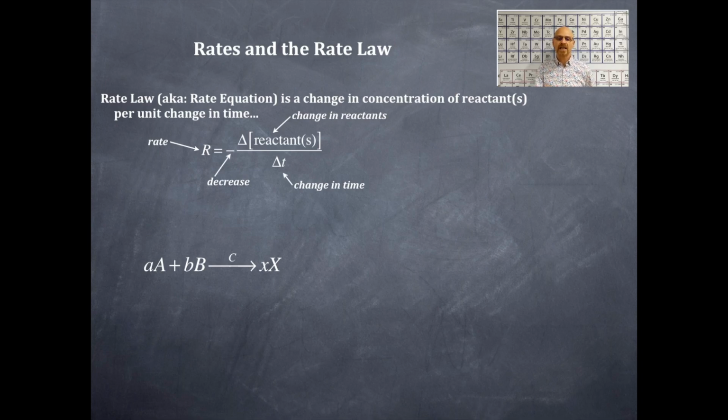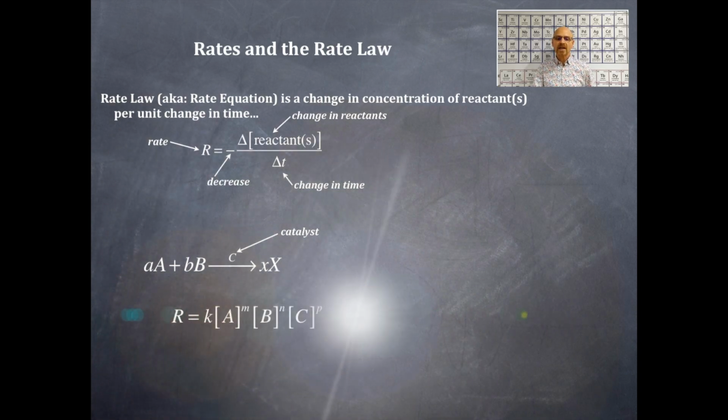Here's a generic equation: aA plus bB gives me xX. The lowercase letters are the stoichiometric coefficients. The capital letters are going to be formulas. The C over the arrow is going to be a catalyst. So let's discuss this generic reaction a little bit more. That C right there is a catalyst.